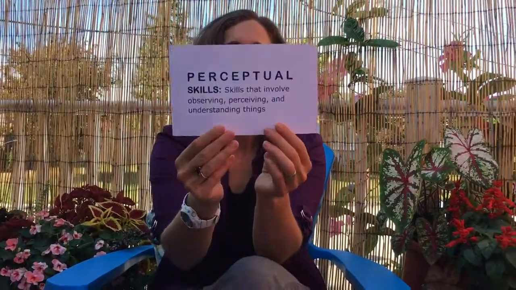Your eyes are going to be the biggest tool that you need to be able to draw. And of course your brain, but your eyes will give information to your brain about what you see. And until your brain understands what your eyes are seeing, you will not be able to draw what it is you want to draw. So we call these skills perceptual skills.